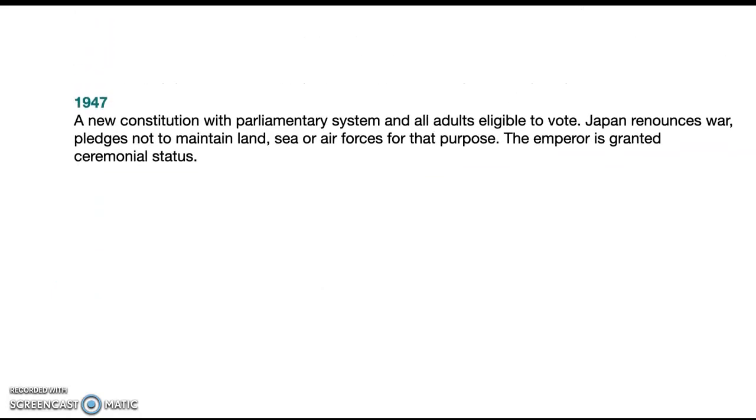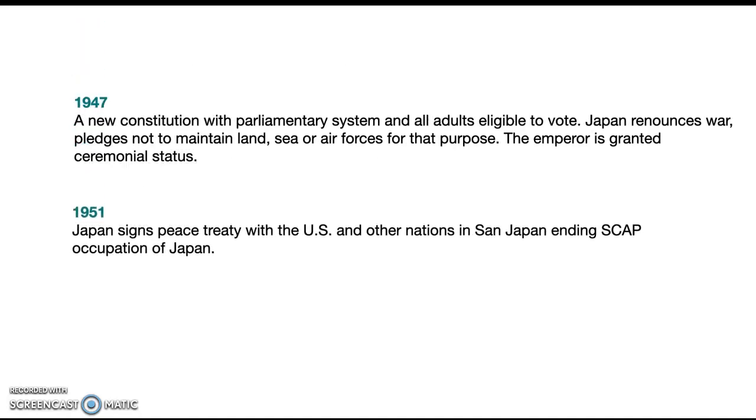So, in 1947, a new constitution with a parliamentary system and all adults eligible to vote. Japan renounces the war, pledges not to maintain land, sea, or air forces for that purpose. The emperor is granted ceremonial status.